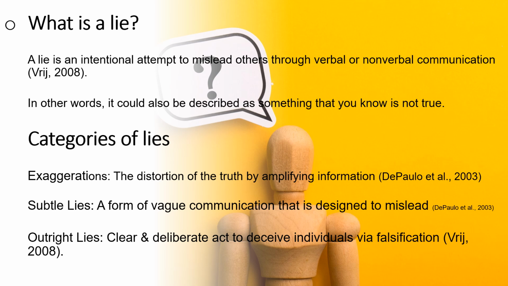Now, subtle lies. These are sneaky. Imagine someone saying, I'll try to be there, when they've already decided they're not coming. It's vague, but still misleading. And finally, we have the outright lies. These are the bold ones, like I didn't eat the last cookie while the crumbs are still on their shirt.